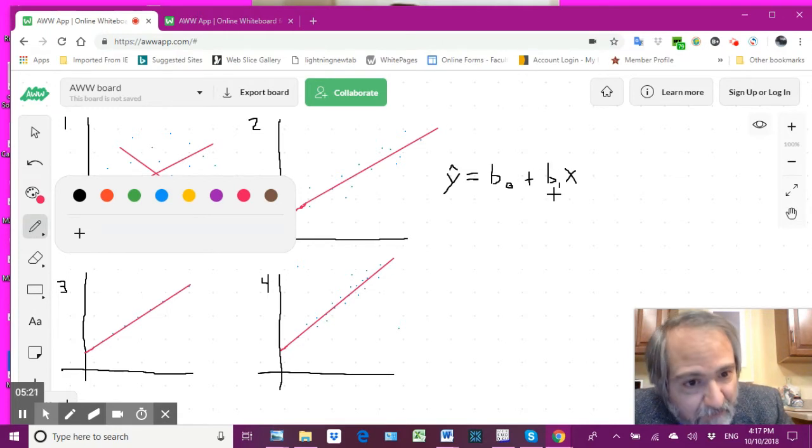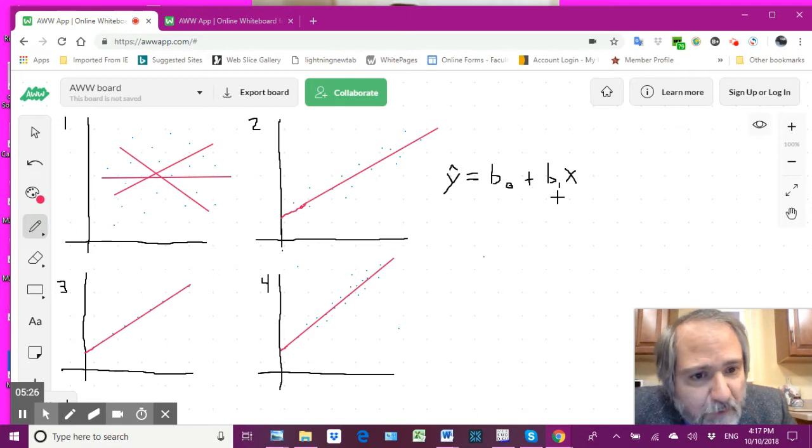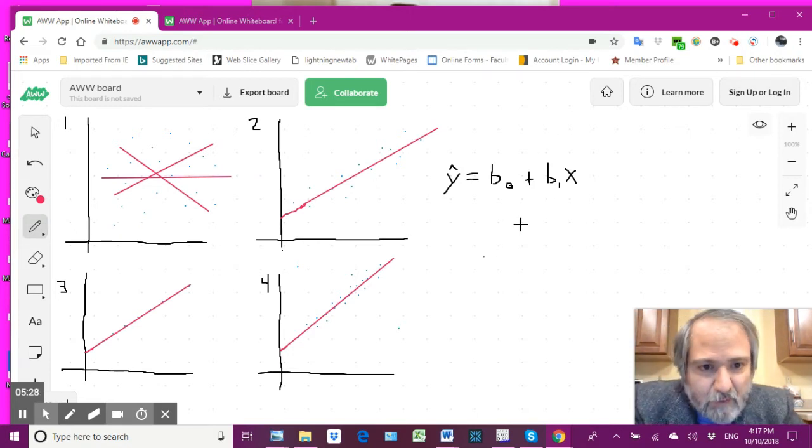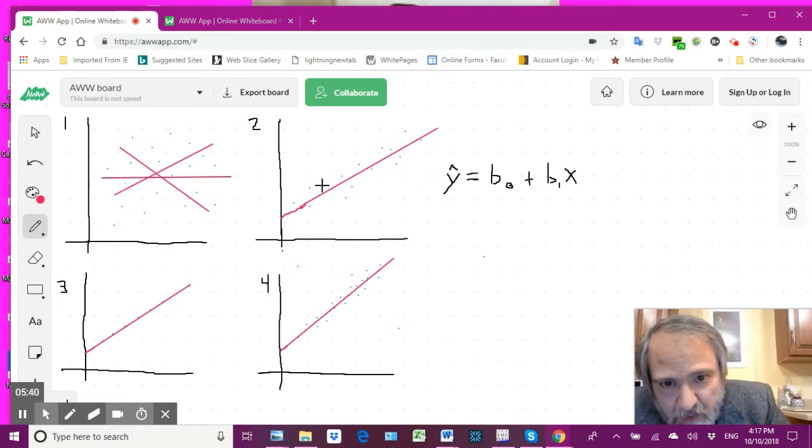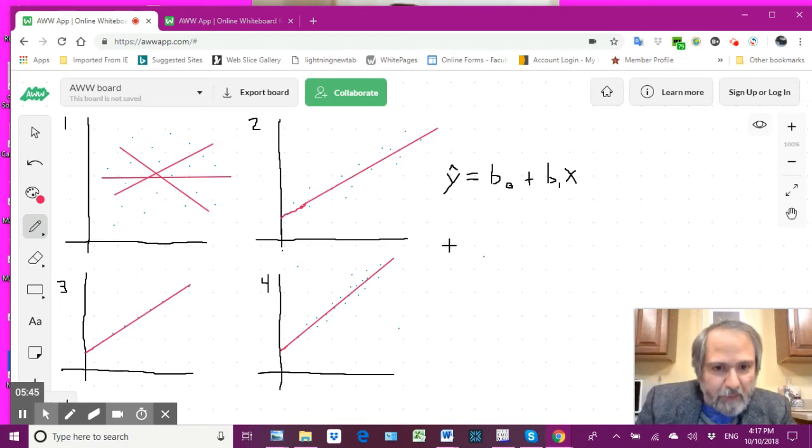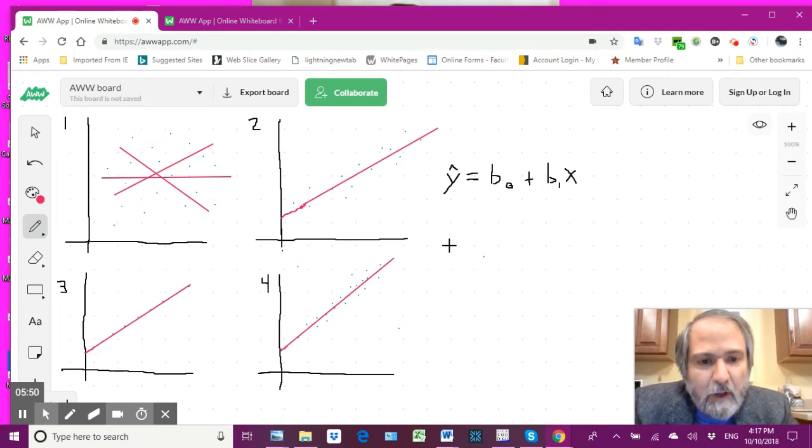B1 is the coefficient for the slope. Remember from high school algebra, y equals mx plus b. M is the slope, x is your independent variable, and b was your y-intercept. So after I do my statistical calculation and so on, I come up with a model. We call it y hat with the caret over, y hat equals, say, 20 plus 2.7 times x.